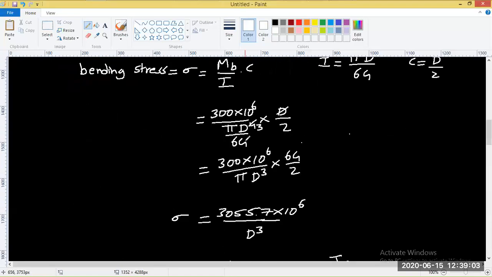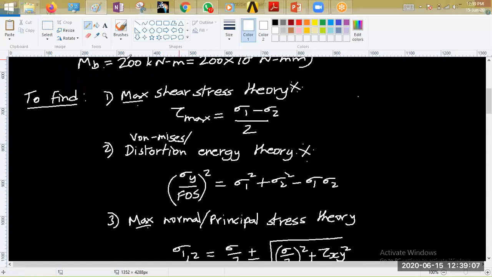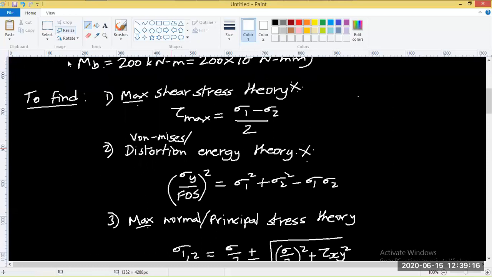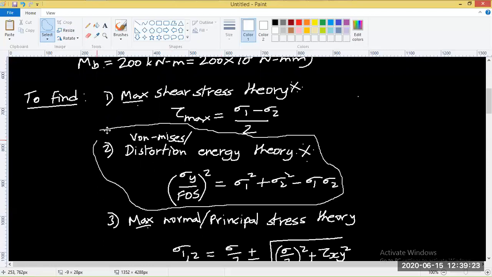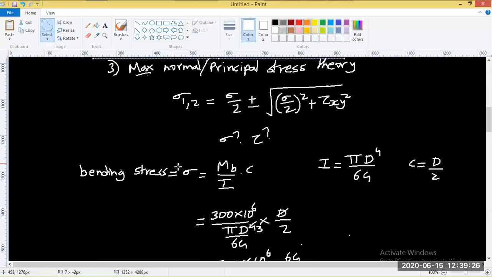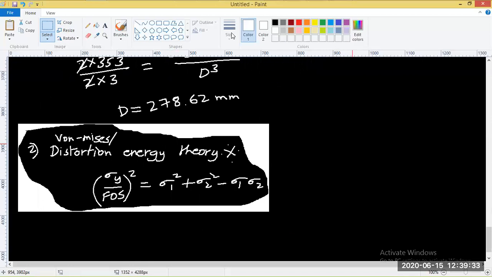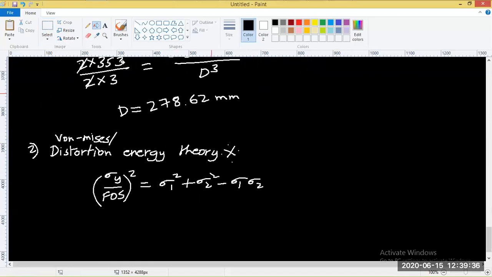And one last thing, according to distortion energy theory. Again, I told you this is very important with respect to your jobs and stuff. Okay, so the last one is von Mises stress. Yeah, you're right with the diameter. The last thing, again, you need to find the diameter using von Mises stress.